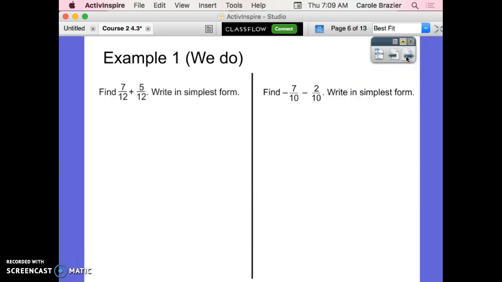Okay, pause the video and do these 2 problems, and then I will give you the answers when you get back. When you did these, you should have gotten 12/12, which would have given you 1. This one was a keep, change, change, so you should have gotten negative 9/10.